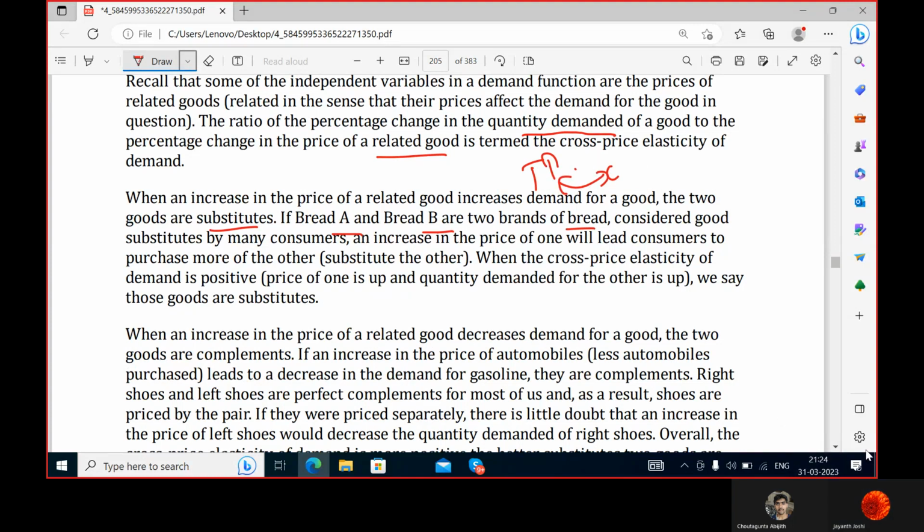Correct or wrong? Yes. The percentage change, or the increase in price of one, will drive the demand of another. That is cross elasticity of demand.